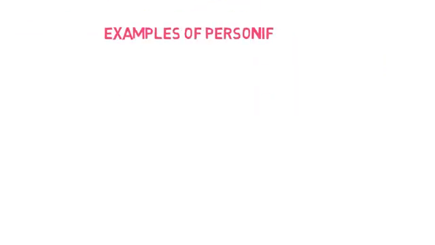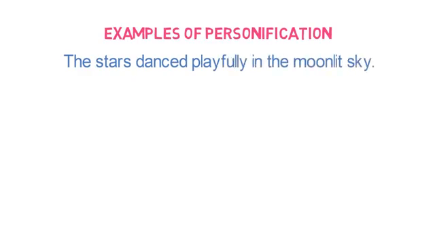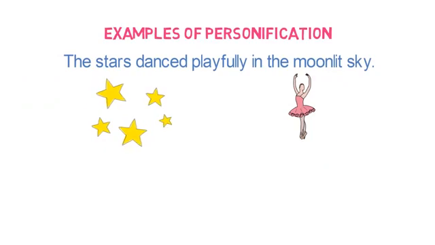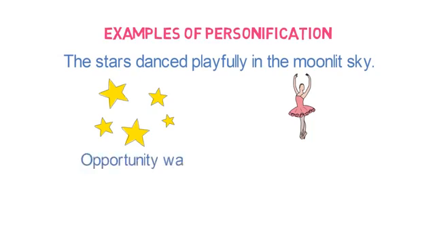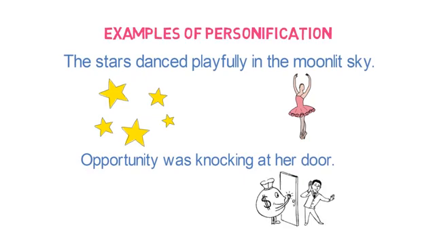Let's look into the next example. The stars danced playfully in the moonlight sky. Here we are giving the human quality of dancing to stars, so it is a personification. Let's look into one more example of personification. Opportunity was knocking at her door. Here we are giving the human quality of knocking to an abstract term, opportunity. So personification is used here.